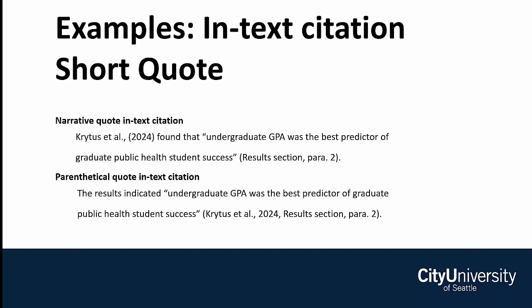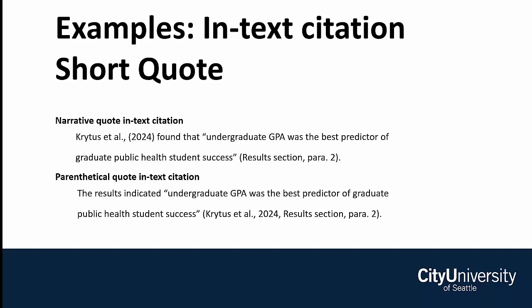These are examples of an in-text citation, using the same reference information, in a short quote. The narrative, again, you can see the author is woven into the sentence context. You have the date right after the author, and you might notice that in this instance, at the very end of this in-text citation, you'll see the results section, comma, and then the paragraph location. When you're citing the quote, you want to be able to tell your reader, your audience, where to find the particular quote.